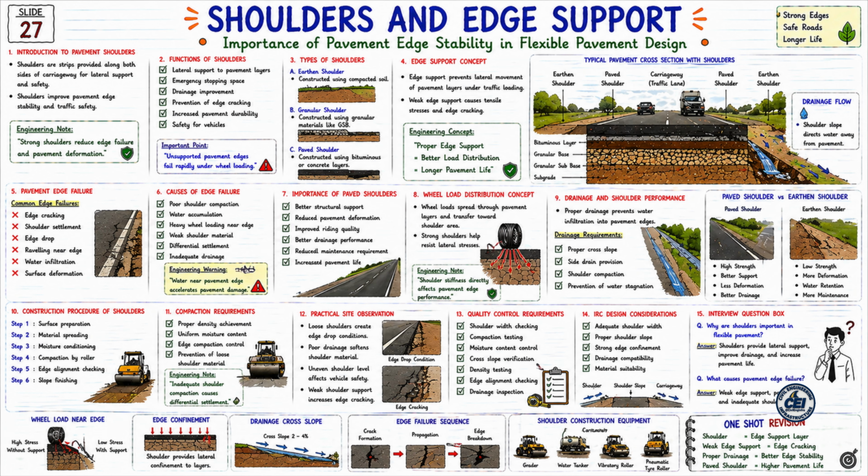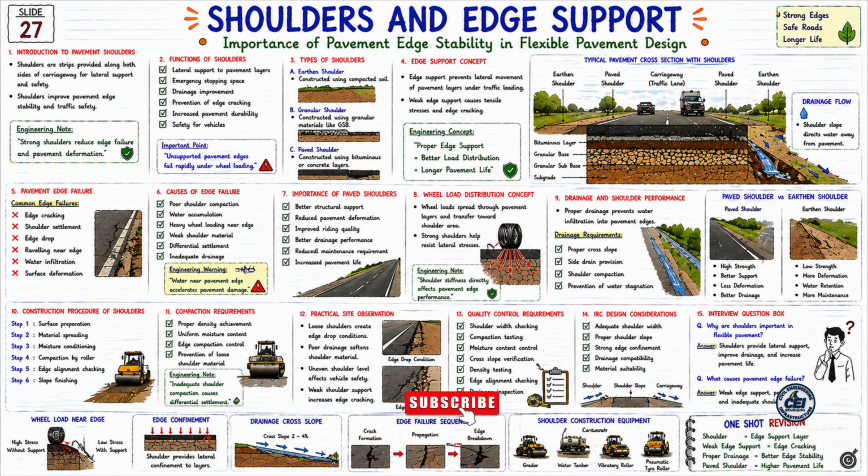Proper cross slope, side drain provision, shoulder compaction, and prevention of water stagnation are needed, and poor drainage accelerates edge failures. Now look at the right side comparison. Paved shoulder: high strength, better support, less deformation, better drainage. Earthen shoulder: low strength, more deformation, water retention, more maintenance. And this practical difference is visible in highway projects.